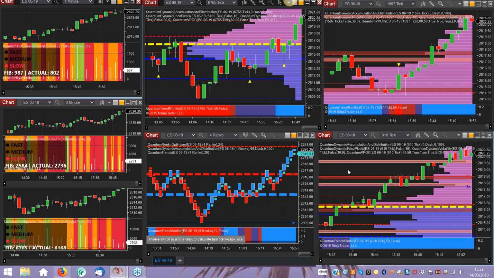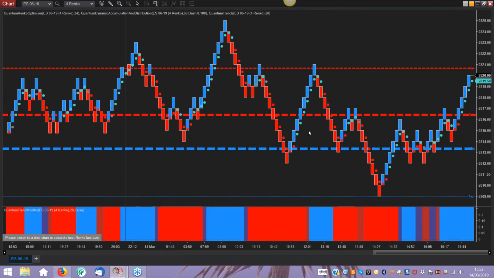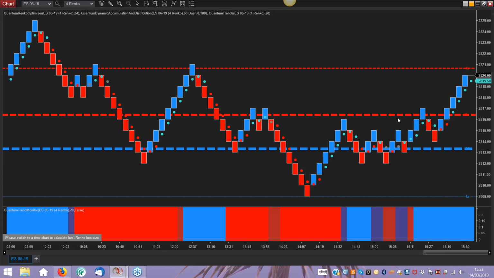And the beauty of tick charts is you see the momentum as the market speeds up and slows down. That's what a tick chart is all about. Exactly the same with a Renko. Exactly the same principles. It's not based on time. Completely independent of time. And this is set at 4. Again, this is automatically delivered by the Renko optimizer. It tells you the optimal setting for the ES right now in this session.